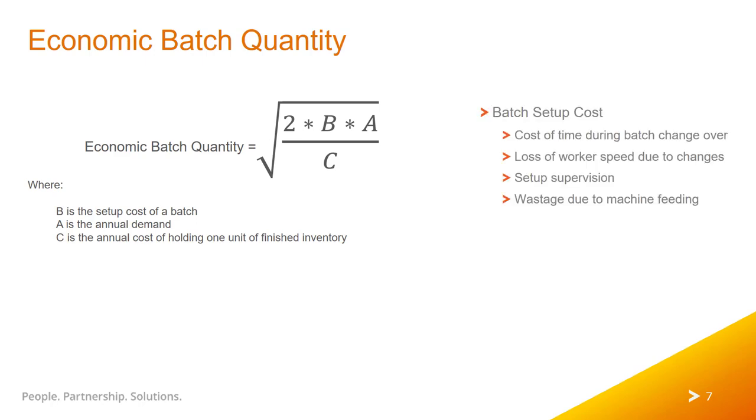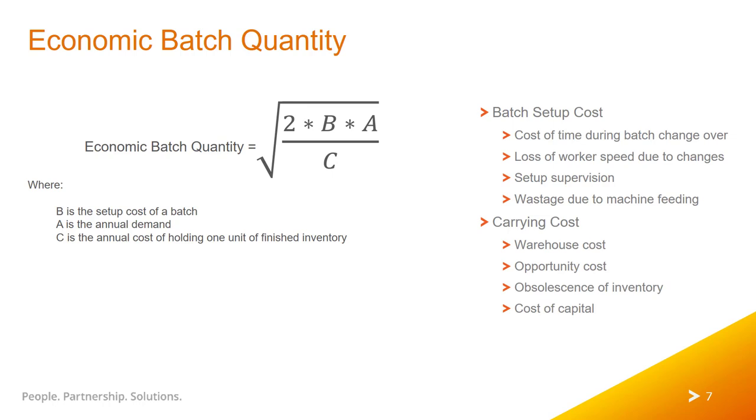That batch setup cost may take a little bit of thought to ascertain what the true cost really is. So what kind of time cost is there to batch changeover? Setup cost to the machinery of the process. How does this impact the worker speed due to changes when getting out of a rhythm? Do we actually need additional resource for supervising the setup relative to the operation of a batch? And what about any wastage due to machine feeding? All of these factors build into the batch setup cost.